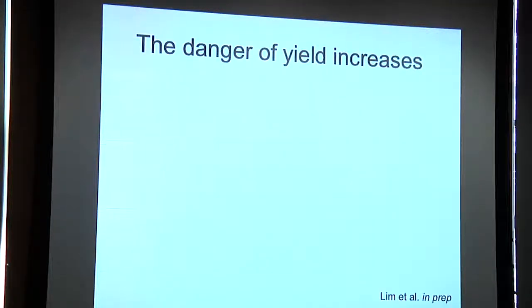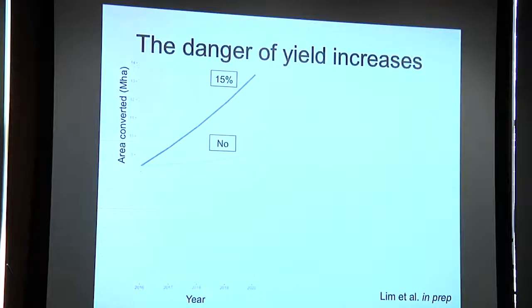So this is some work done by my current PhD student, Felix Lim. He's been modelling expansion of oil palm in Indonesia. And what we've got here is we've got 5 years along the x-axis, and we've got the area converted. And if we don't see any yield increases, then Felix predicts that we'll see about 1 million hectares more oil palm in 5 years. If, however, we increase the yield by 15%, he would predict nearly 5 million hectares of expansion.